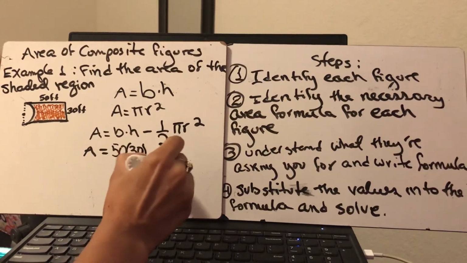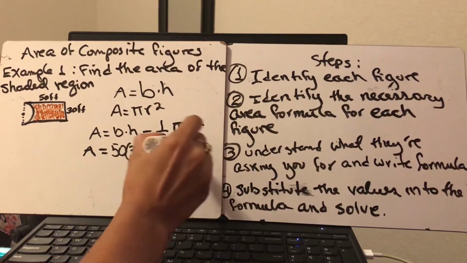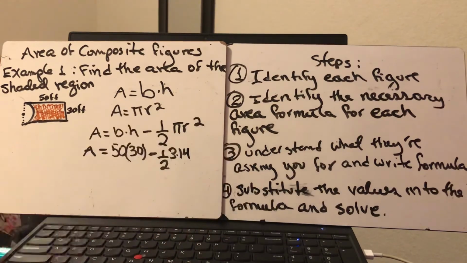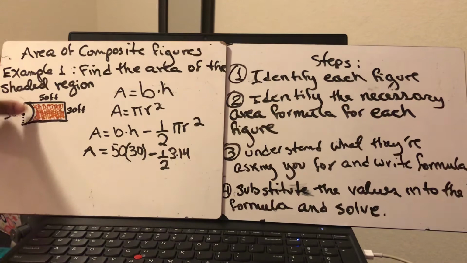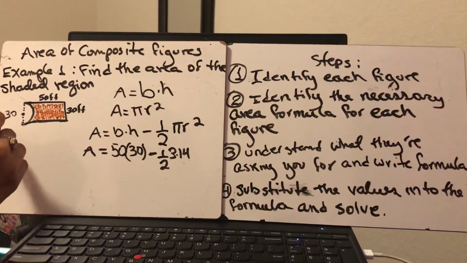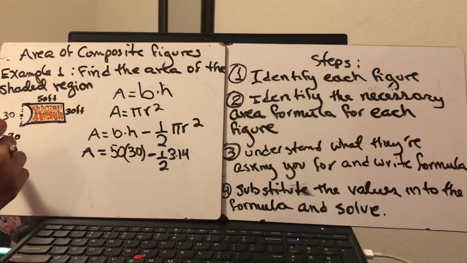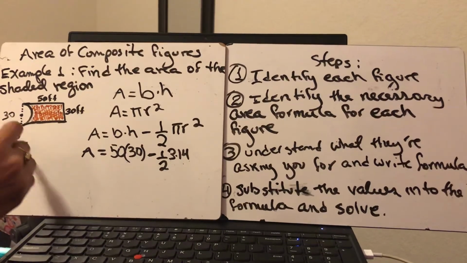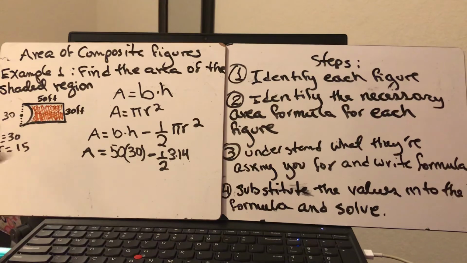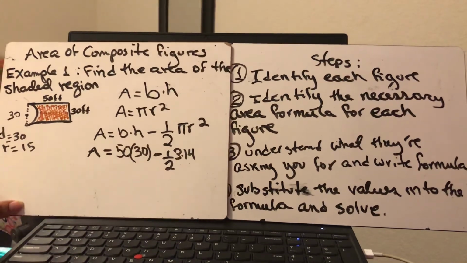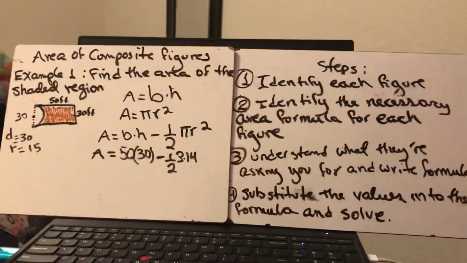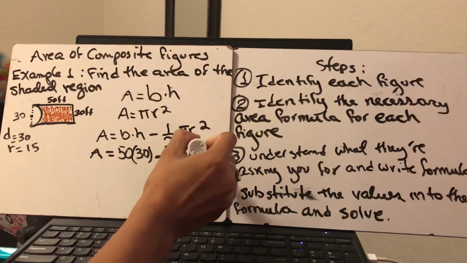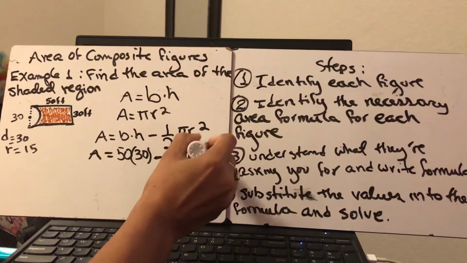minus half pi times the radius. Now be careful with your radius. Yes, this is 30 here, but that is the diameter. Okay, so the diameter is 30. Therefore, the radius has to be half of that. Be careful, okay? Do not confuse the diameter with the radius. So I have, let's make sure you guys can see this, radius 15 to the second power.